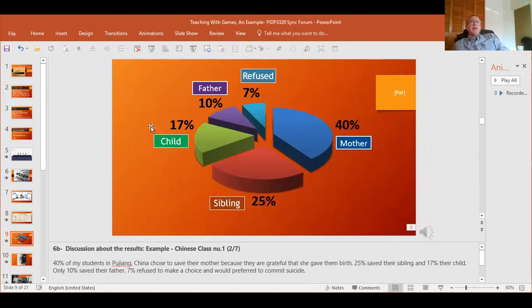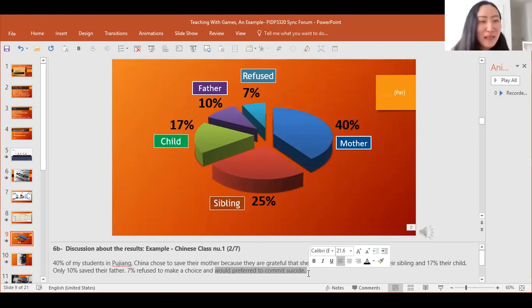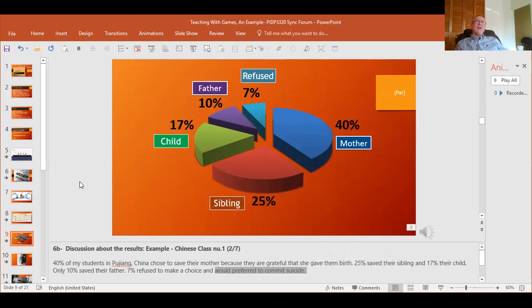And 17% selected their child, 10% their father, and interestingly, 7% refused to play the game and refused to answer. Some students said, for example, they would prefer to commit suicide. Well, that's extreme. Well, everybody dies.